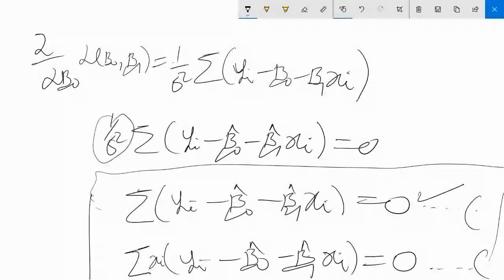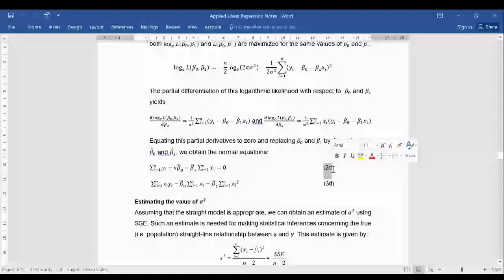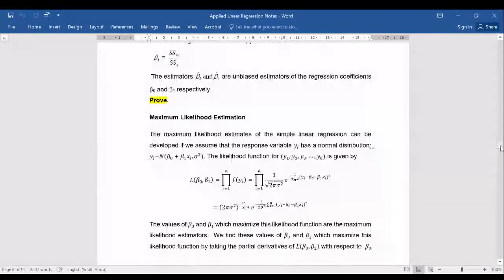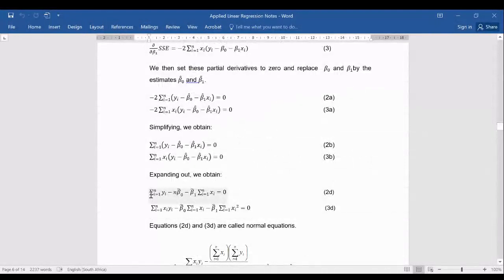So I don't have to repeat what we did. I can just scroll to the least square and show you what we are having on that side so that you can see what's going to happen. That's why it's equation 2D and 3D, because they are here.